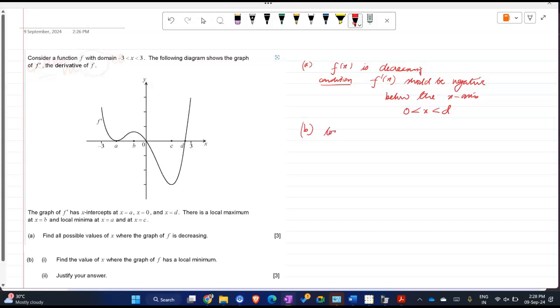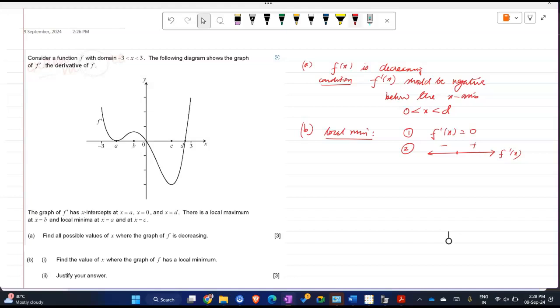Now, what is the condition for local minimum? There are two conditions. Firstly, the first order derivative is 0. Second, your f dash x sign diagram should be what? Negative, positive. So f dash x should be negative and then positive. So when is it negative and then it becomes positive? So it's at d. x is equal to d. Yes, so x is equal to d, first negative and then it becomes positive.